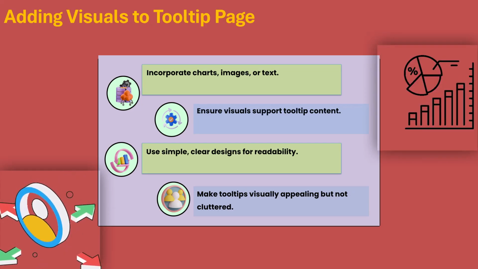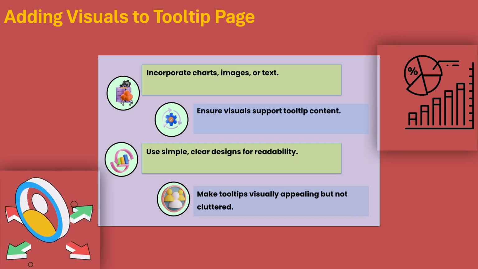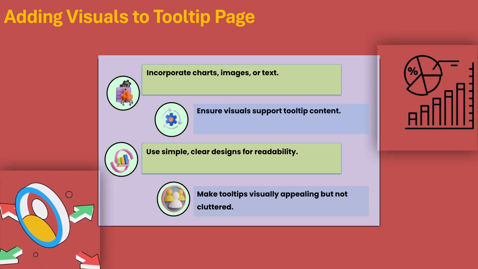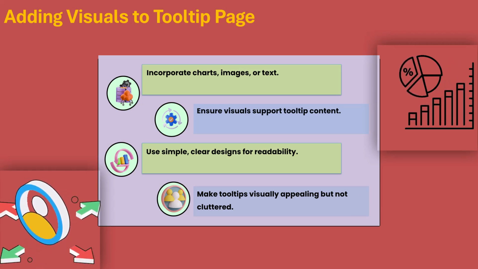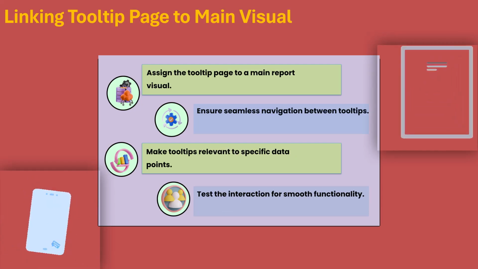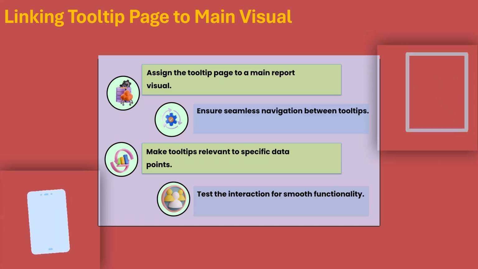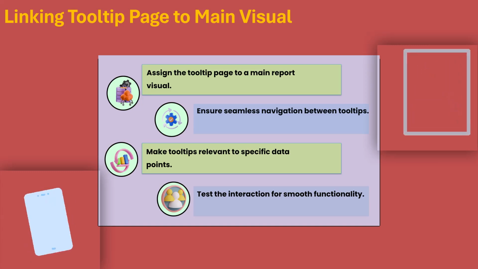A tooltip with no visuals is like a cake with no frosting, functional but missing flair. Adding charts or relevant images makes tooltips richer, and simplicity ensures users focus on the insights rather than getting lost in the design. A tooltip page isn't useful unless it's properly linked. It's like setting up a surprise for your audience. When they hover over a visual, they get the extra details. A smooth, well-linked tooltip makes reports engaging and insightful.